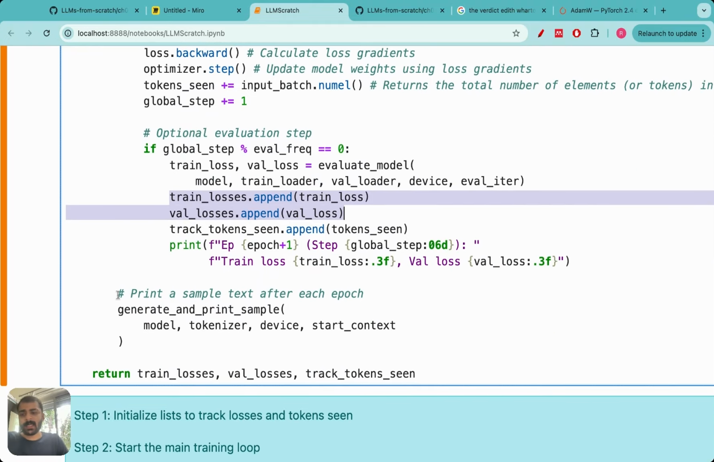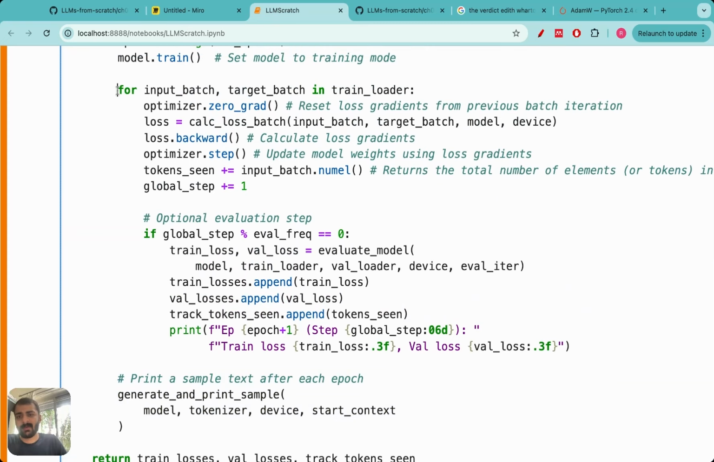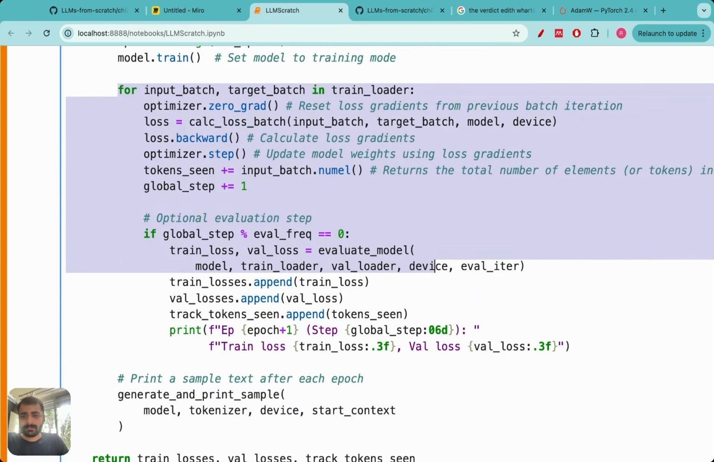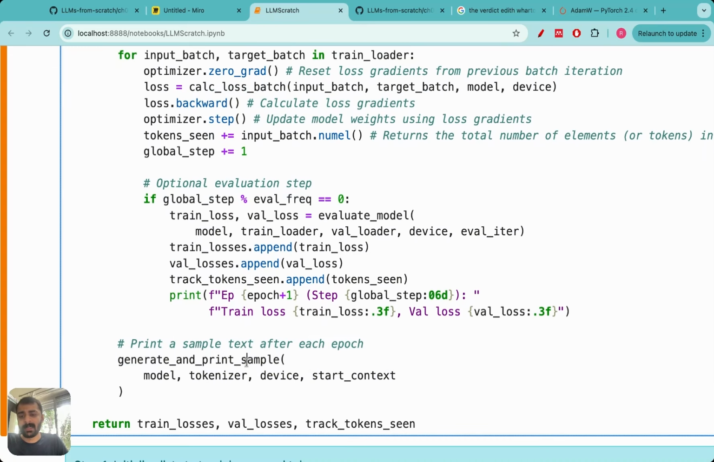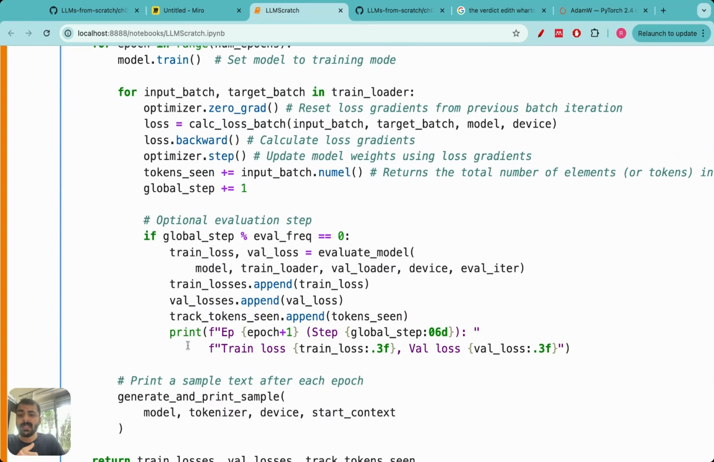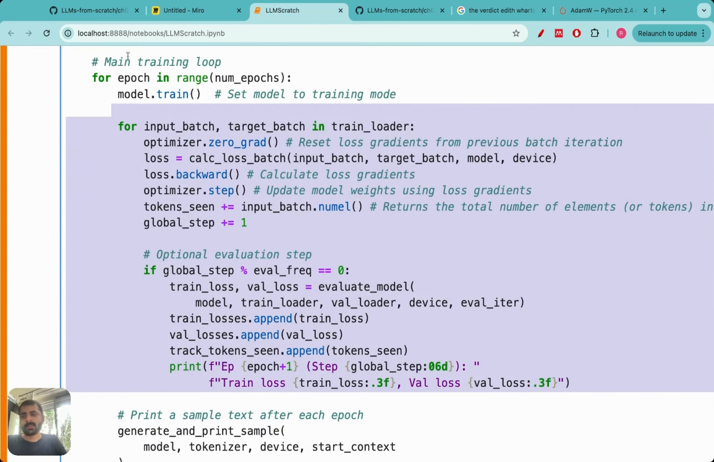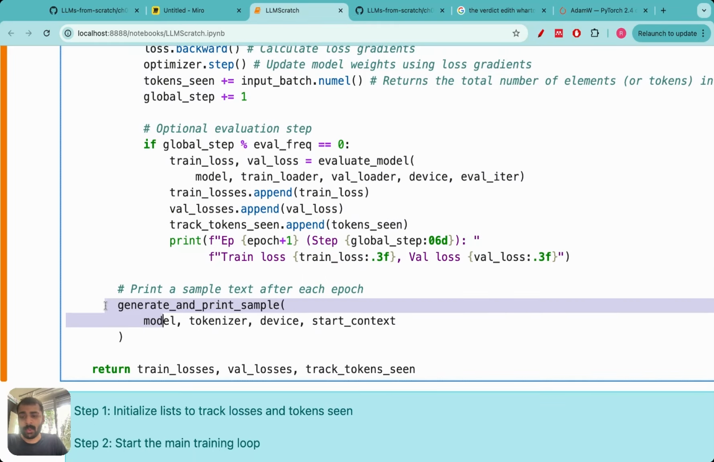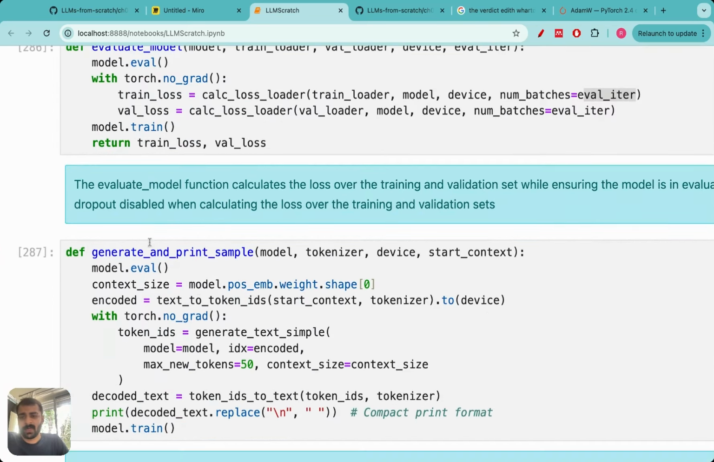And then, just for the sake of visualization and understanding, after one batch is processed, I'm also going to print out a sample text. Or here I should say, not after each batch is processed, we'll first make sure we go through all of the batches for one epoch. So after each epoch is processed, what I'm going to print is, okay, here's what the next tokens my LLM is generating right now. This generate and print sample is another function which we have defined over here.